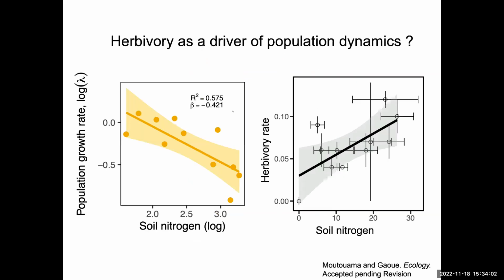This relationship between population growth rate and soil nitrogen could be explained by herbivory rate again, because we previously showed that soil nitrogen drives herbivory rate in measured populations. So here maybe herbivory rate is playing a mediation role between population growth rate and soil nitrogen. And to test that, we need to use herbivory rate as a covariate in our integral projection model to see how an increase of herbivory rate will decrease or increase population growth rate.